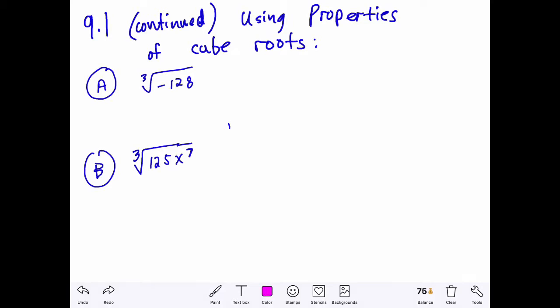Okay guys, let's continue here in 9.1 and use properties of cube roots now. In this case, we want to look for any perfect cubes we can pull outside of the radical, escape from the radical, if you will.